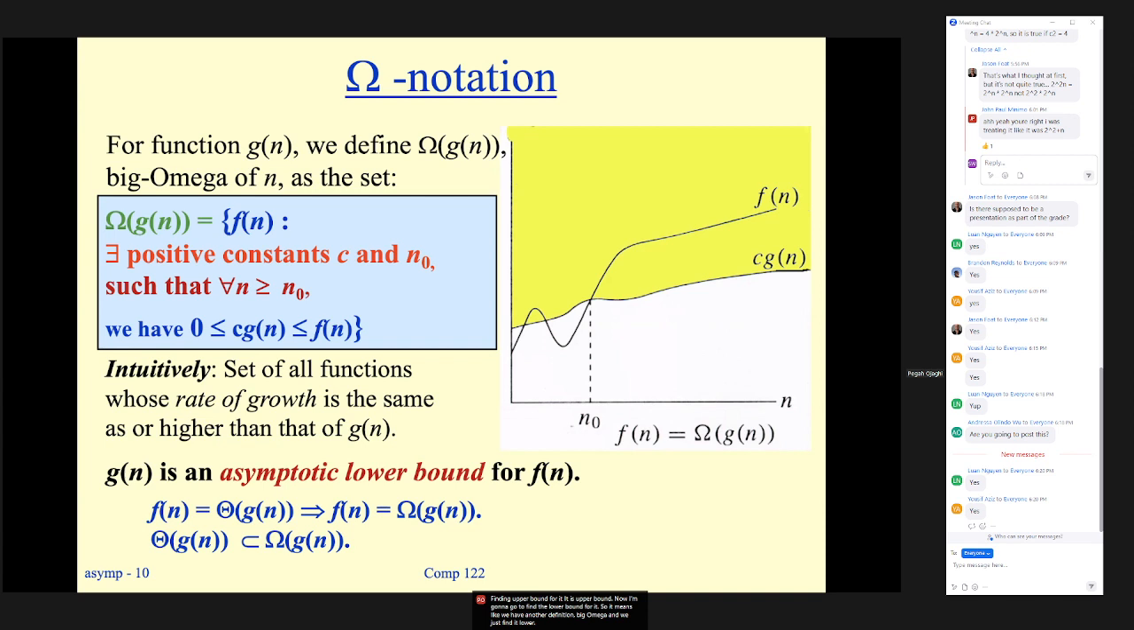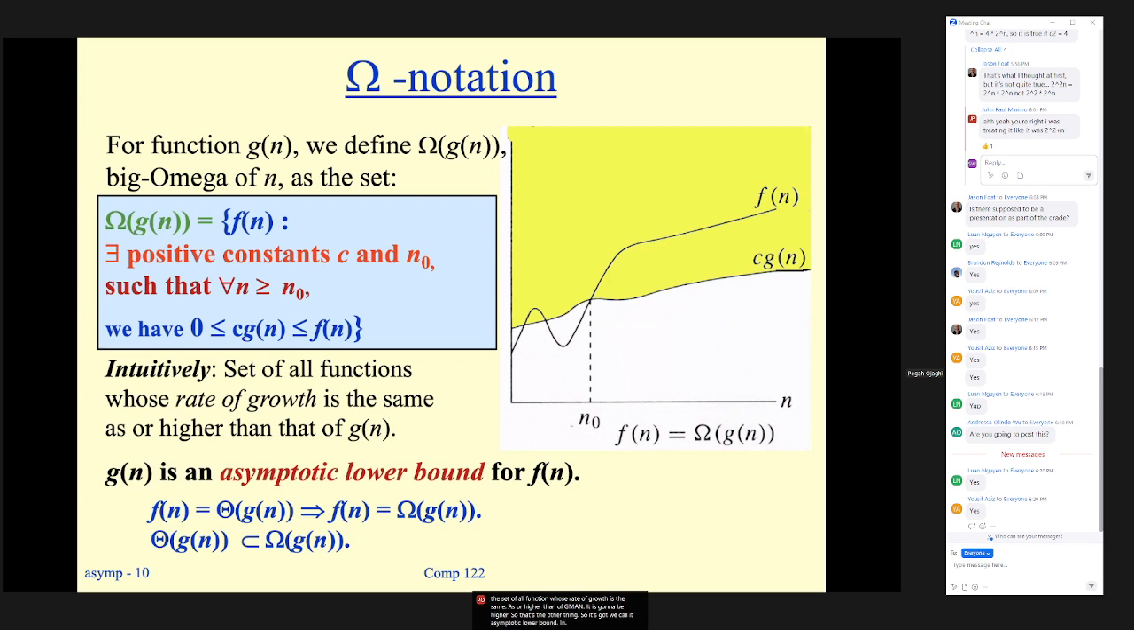As you can see, C g of n is going to be the lower bound, so the definition is the big omega notation. It's all the functions such that there exists a positive number C and n naught, so that from n naught onwards you have this. It means g of n is a lower bound for f of n. It means the set of all functions whose rate of growth is the same as or higher than g of n. So that's the other thing.